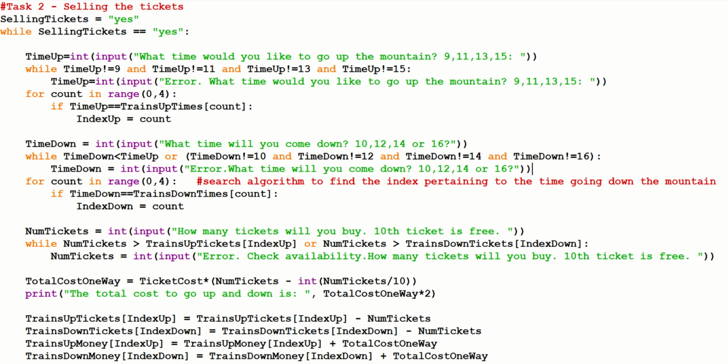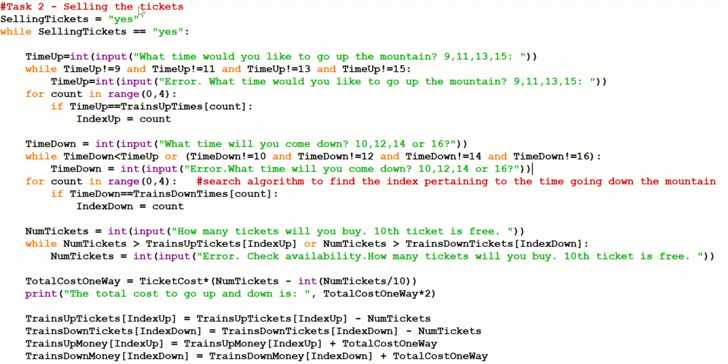IGCSE Computer Science, Paper 2 Pre-Release Task 2. This is the newer video. Task 2, selling the tickets.